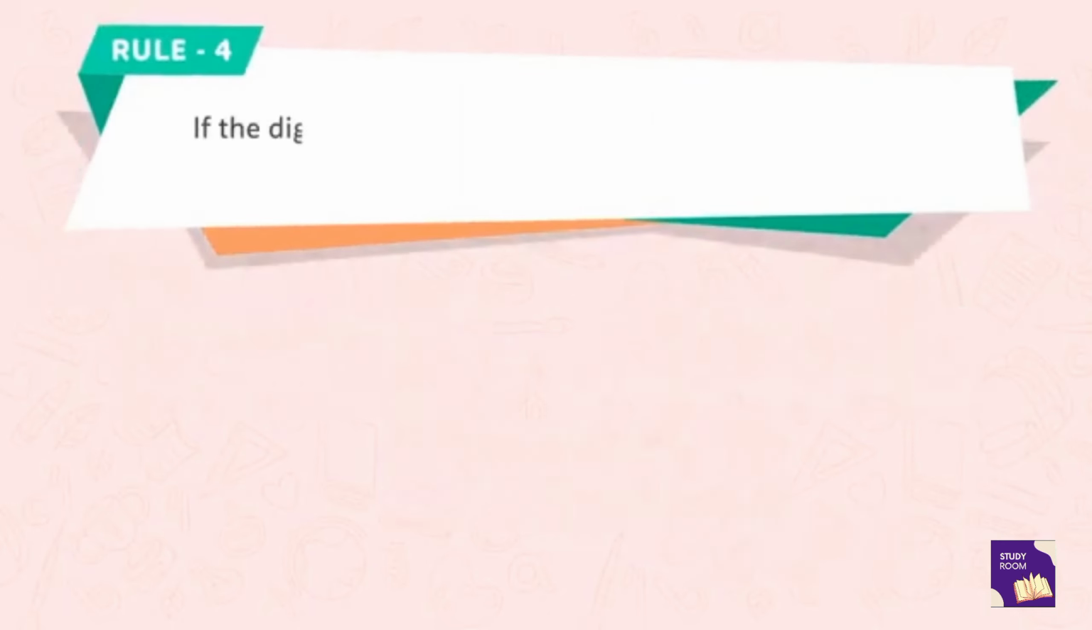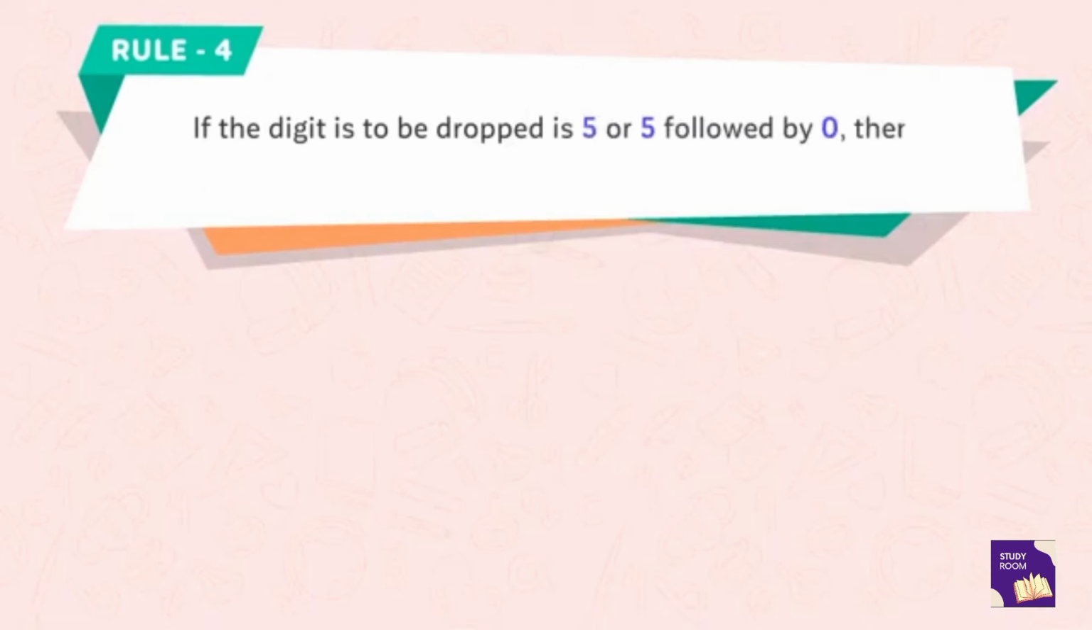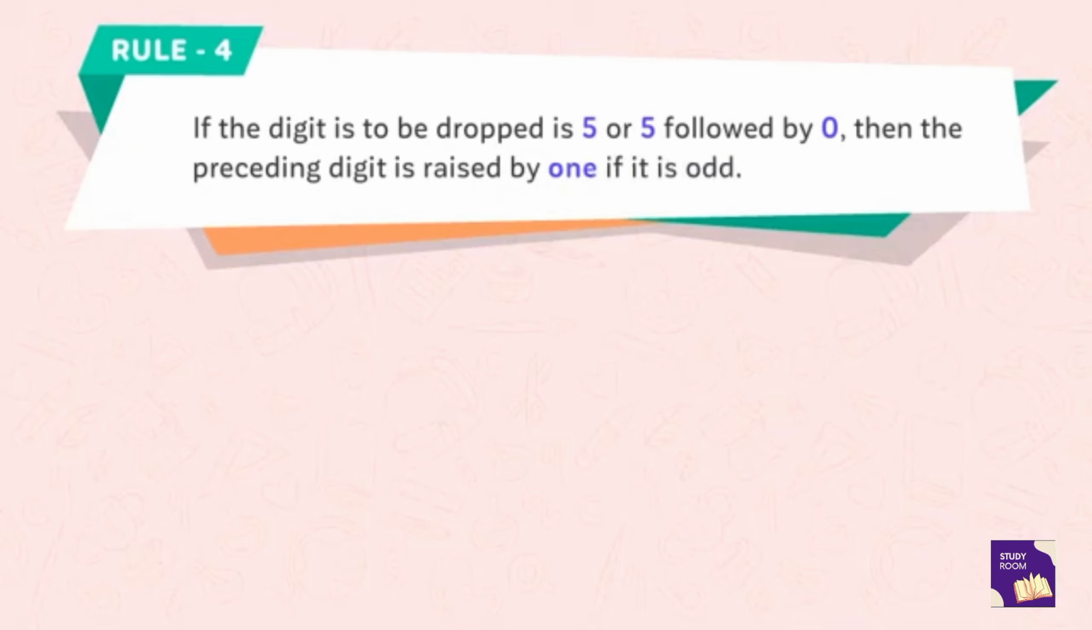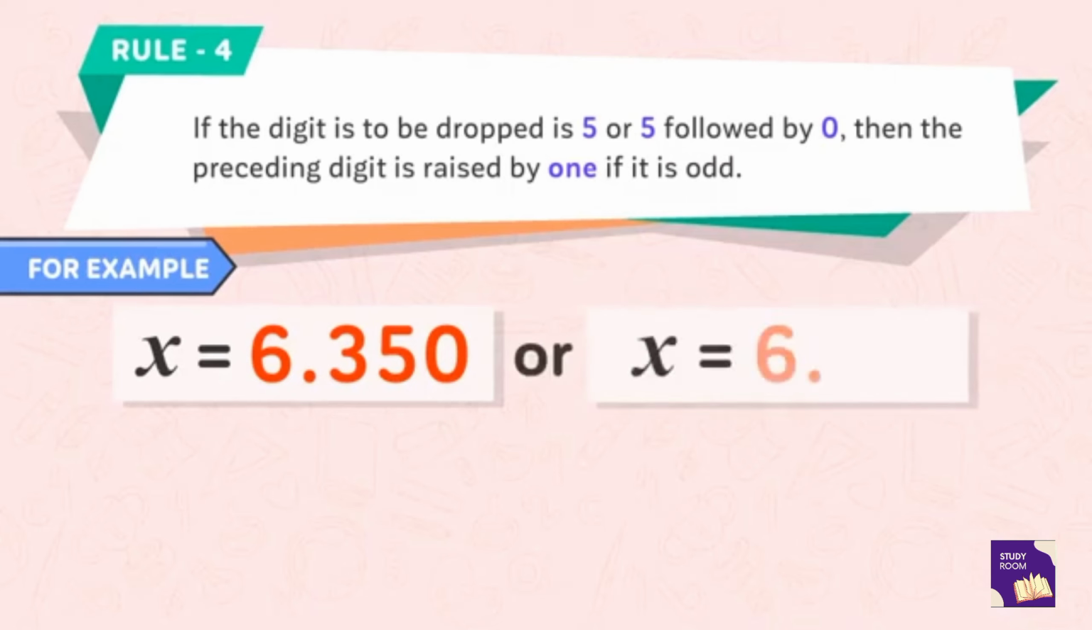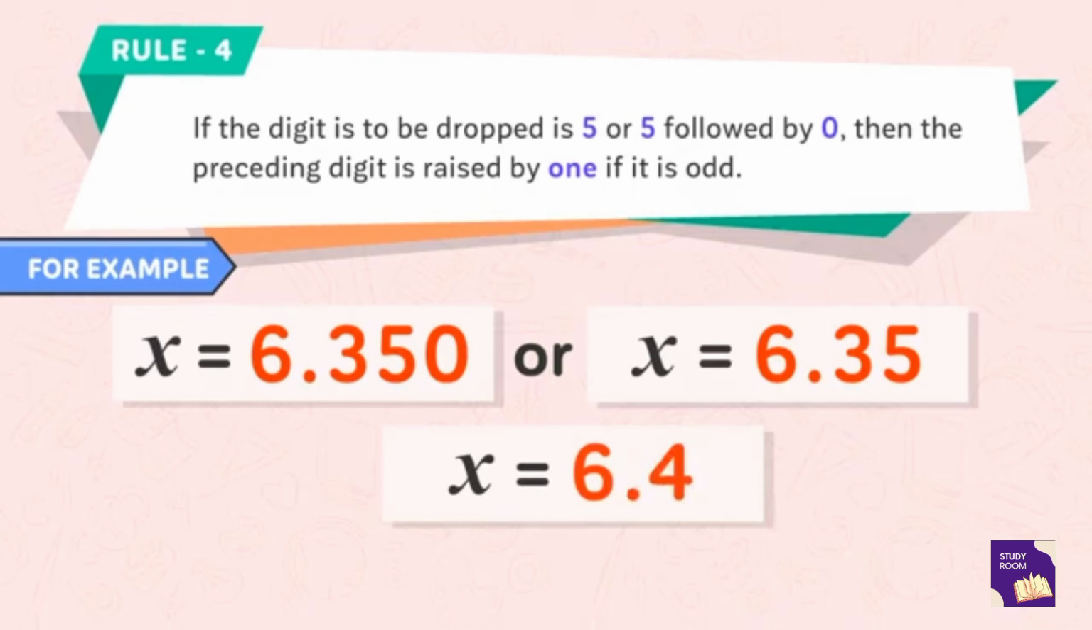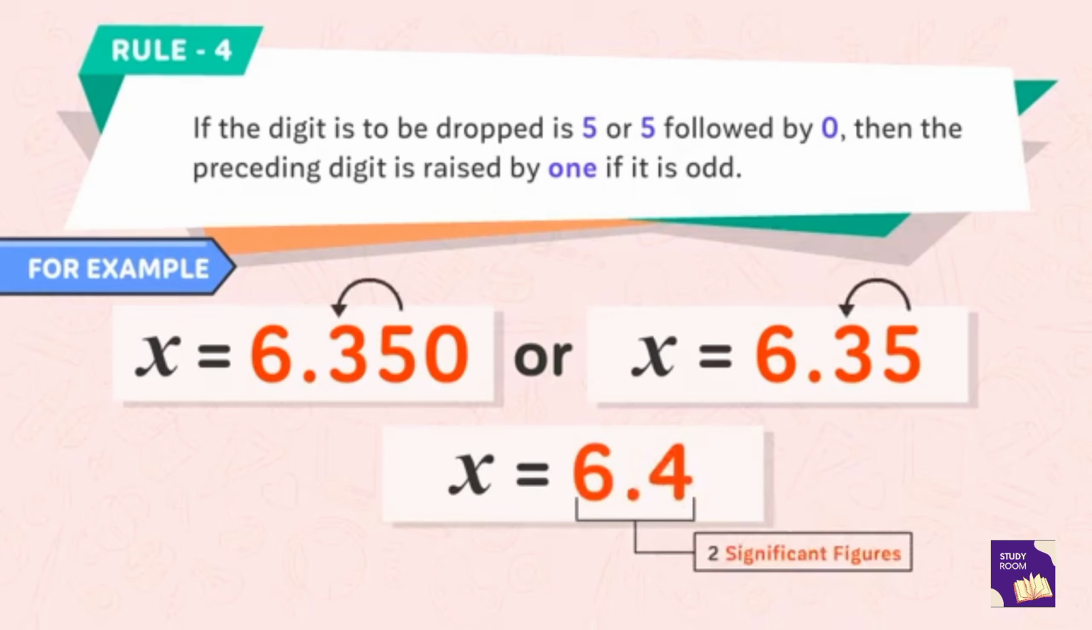Rule number 4. If the digit to be dropped is 5 or 5 followed by zeros, then the preceding digit is raised by 1 if it is odd. For example, x equal to 6.350 or x equal to 6.35 becomes x equal to 6.4 after rounding off, which has two significant figures.